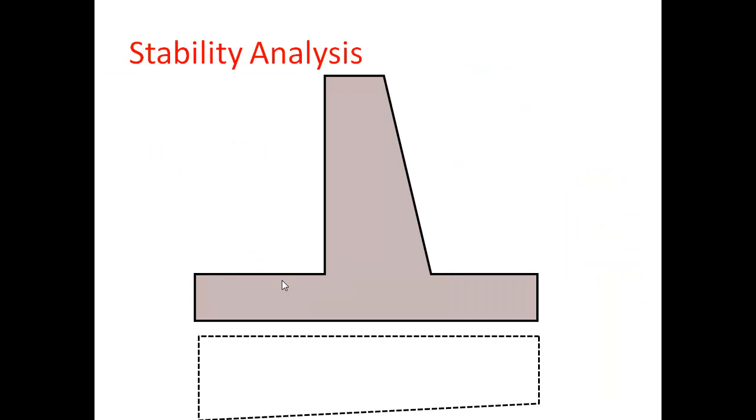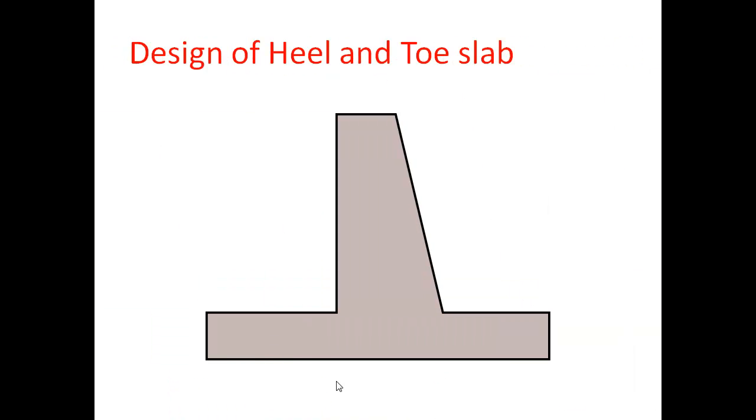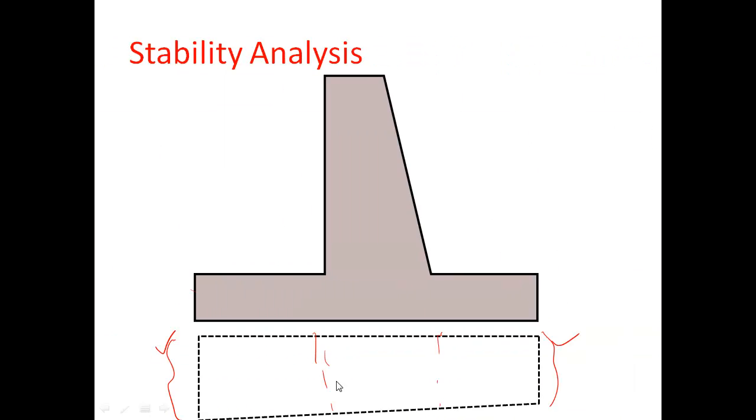After the stability check, we can draw the bearing pressure distribution below the slab or below the foundation. In the last video, I have told in detail about this. From this, we can note what is the maximum bearing pressure and what is the minimum bearing pressure and how it is distributed. It is distributed in trapezoidal fashion. Now we will go for design of heel and toe slab.